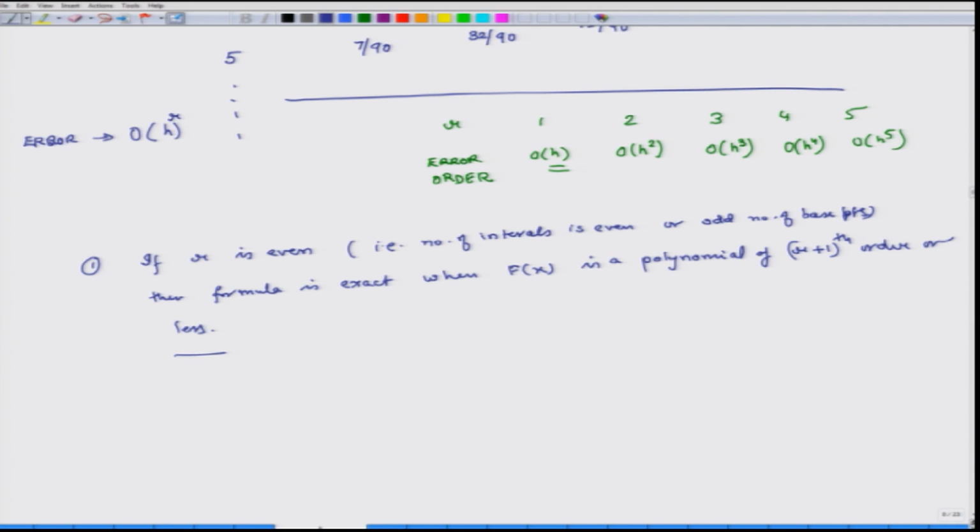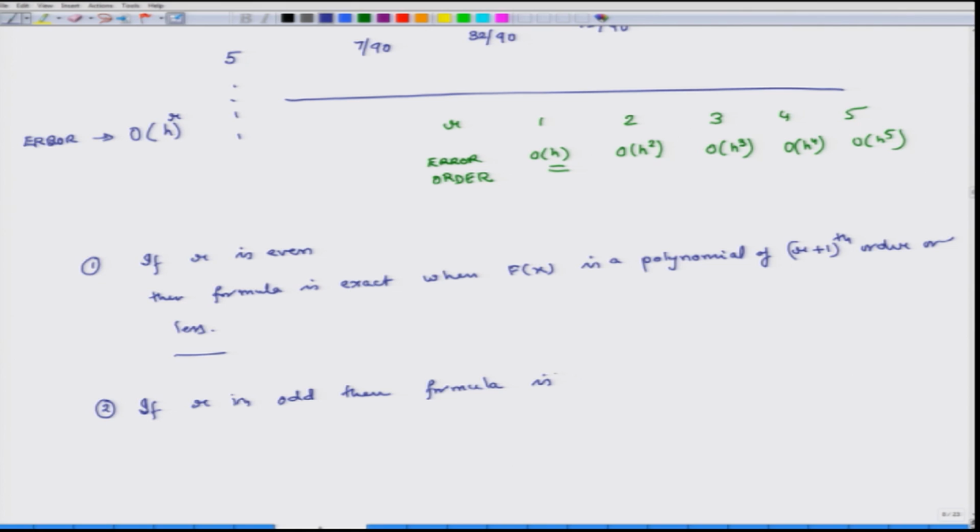And if R is odd, then the formula is exact for this degree. So, this I will erase, this is not correct. If R is odd, then this quadrature is exact for a polynomial of order R or less. So, these are two important things to note.